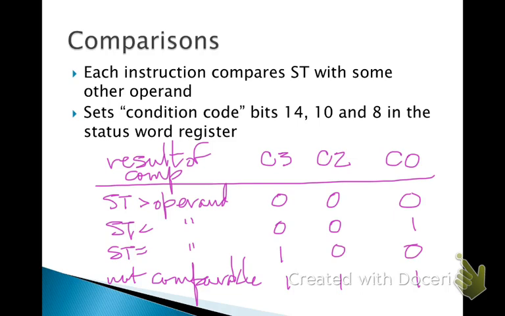By the way, the position of these bits is intentional. It kind of makes sense, and I'll just give you a little bit of foreshadowing. It kind of makes sense when we do a comparison that we might want to jump as a result of the comparison. We'll get to that. First, let me show you the comparison instructions.